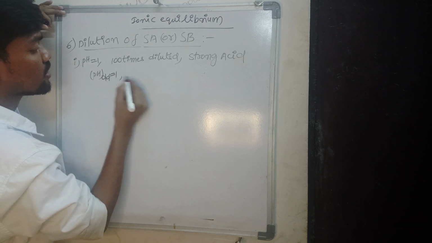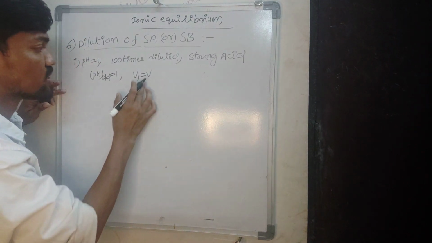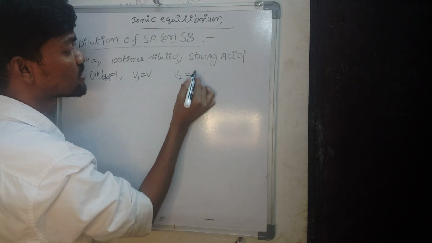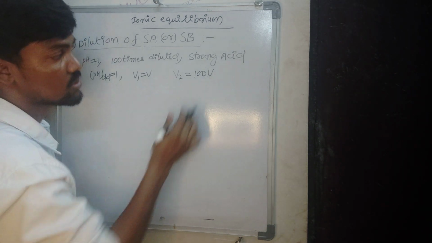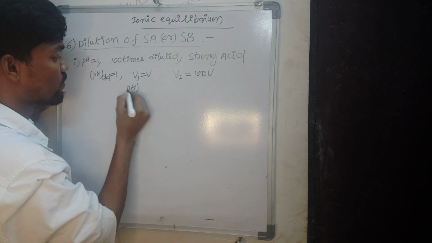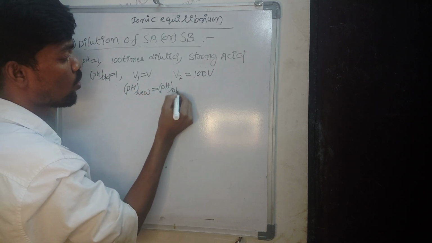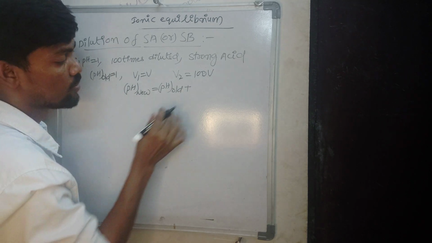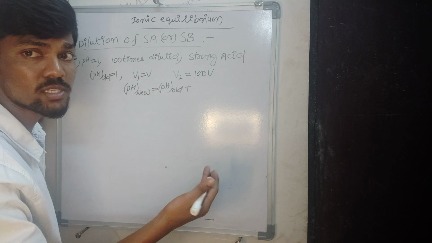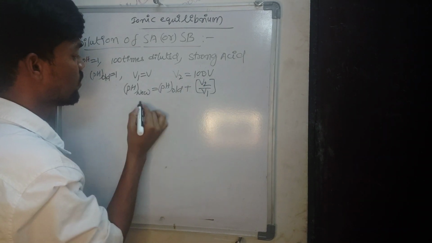Suppose V1 is V, and it is diluted 100 times, which means the volume will increase. Initially the volume is V, and V2 is 100 times that volume. This is a strong acid. How can you find the new pH? pH new equals pH old plus log V2 by V1. Why plus? Because it is a strong acid. If it is a strong base, we use minus.